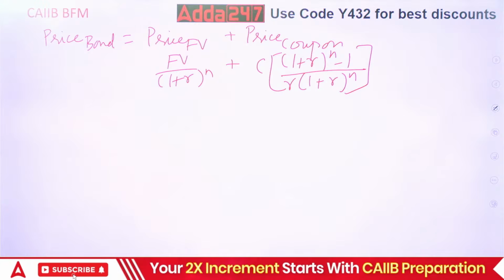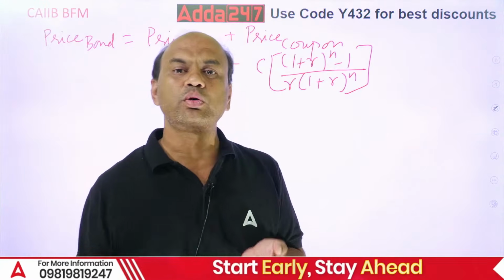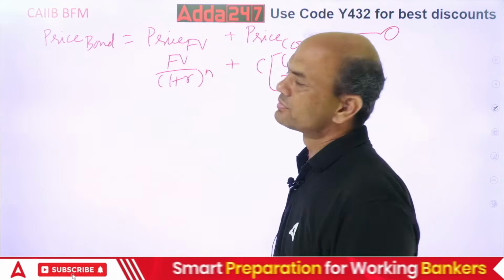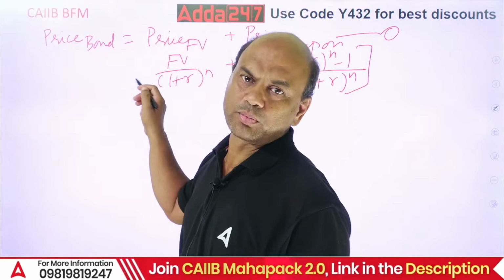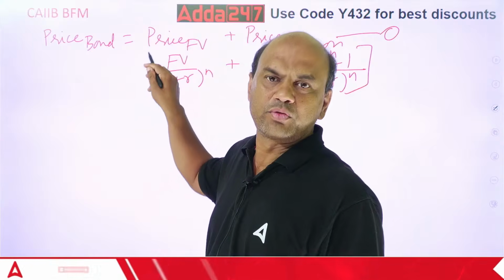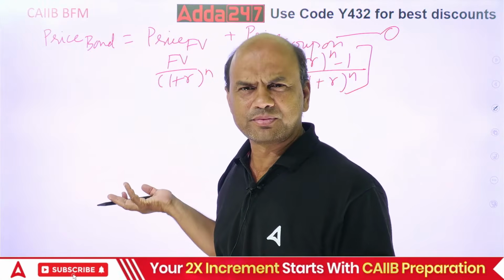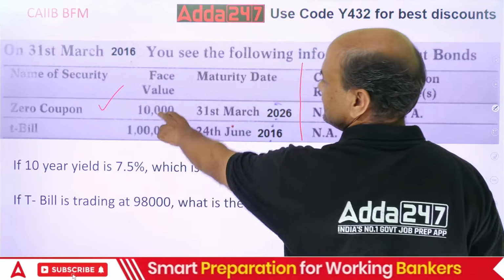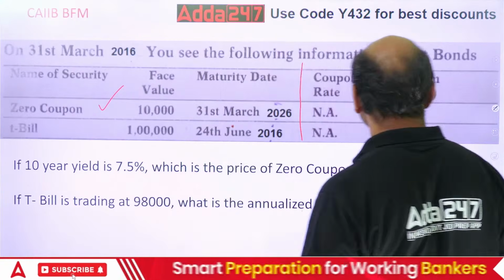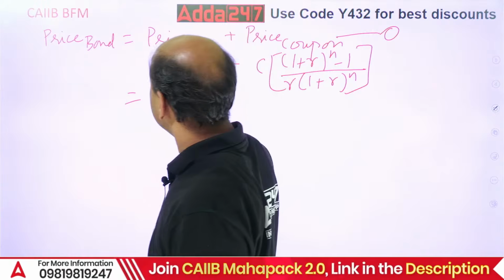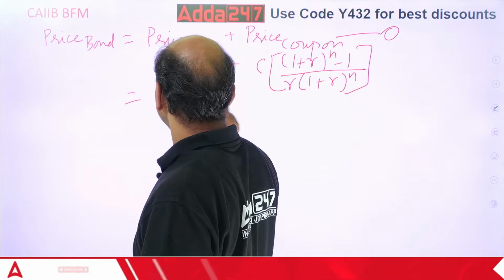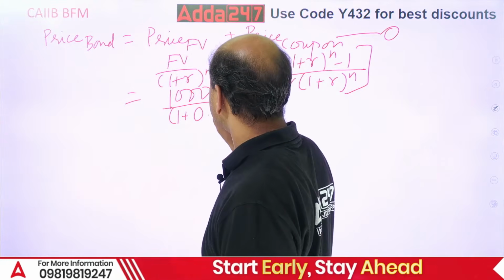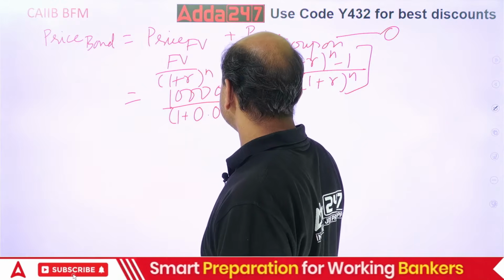Others, see what are we saying? The name itself is zero coupon bond. Zero coupon means this is zero. So the present value of this zero coupon bond is only this much: face value upon (1 plus R) raised to n. So simple. What is face value? Face value is given over there, 10,000, and R is 7.5%. So do it: 10,000 upon (1 plus 0.075) raised to n.